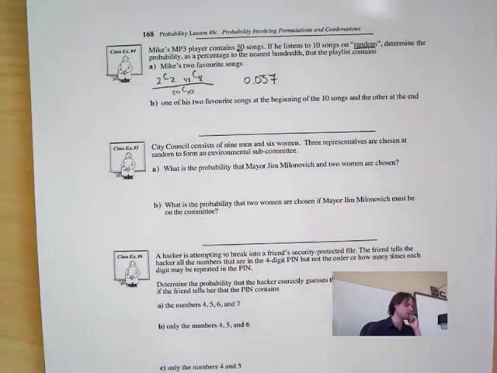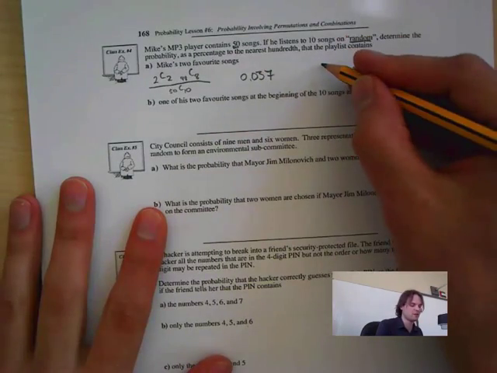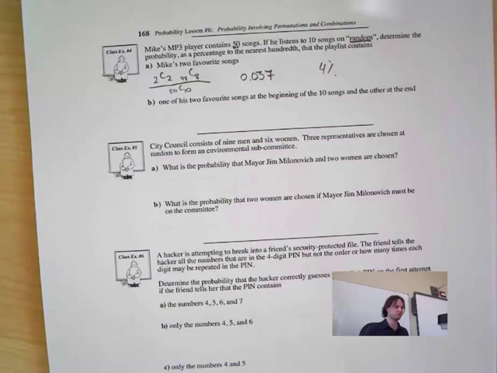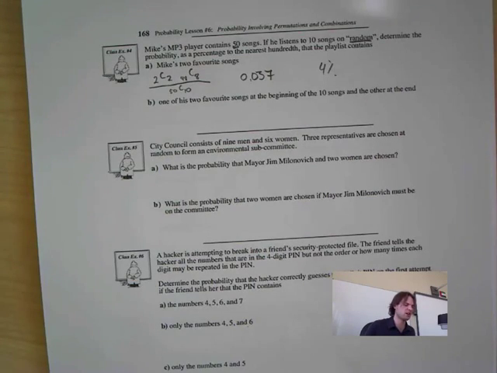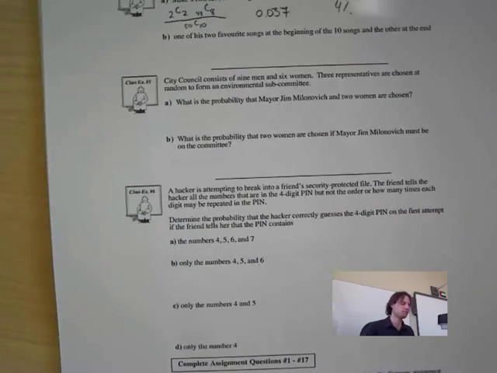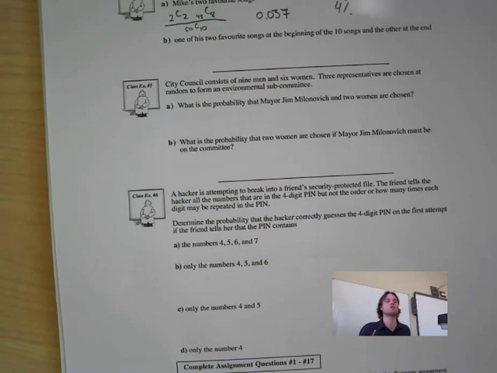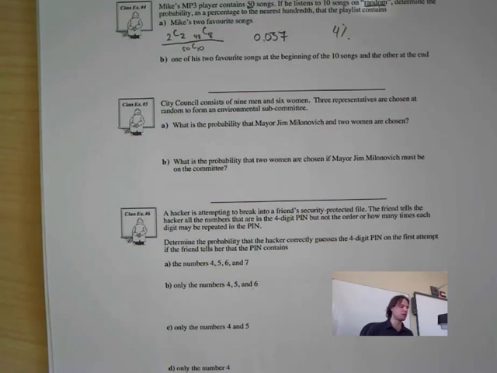So nearest hundredth, 0.037. Okay? So that is, you might say, 4% chance. So he has a 4% chance of that happening. That both of his 2 favorite songs are on there. Now let's look at B. One of his 2 favorite songs at the beginning of the 10 songs, and the other at the end.